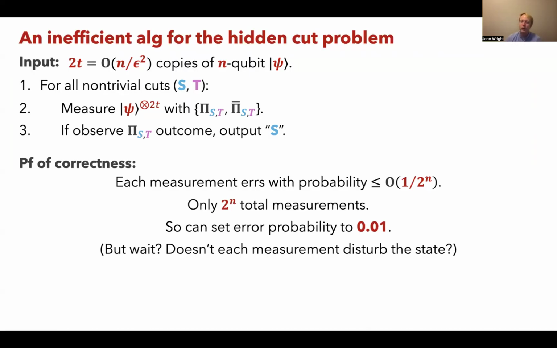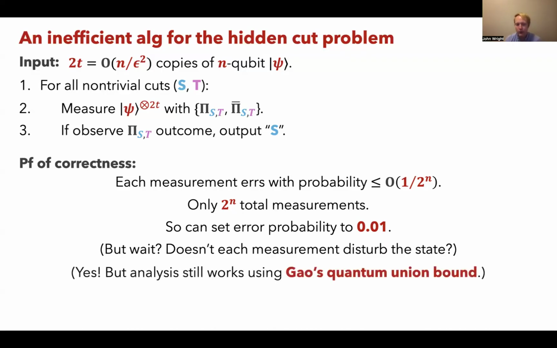Now, you may say, but wait, hold on. Doesn't each measurement actually disturb the state? Can we use this kind of naive union-bound approach when analyzing this algorithm? And the answer is yes. You can. The analysis still works, even though the measurements introduce disturbances, using a quantum analog of the union bound known as Gao's quantum union bound. Okay, so everything works nicely. And this is basically the proof.